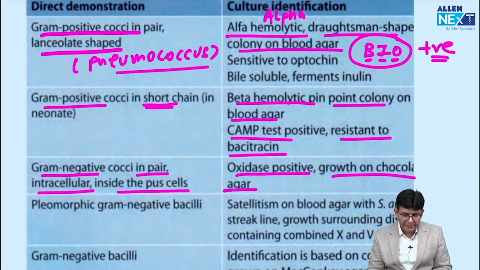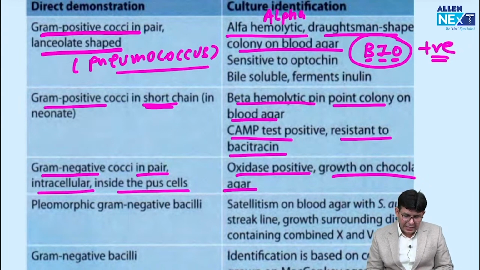Gram-negative cocci in pairs, intracellular, inside the pus cells as well. Oxidase positive, in fact catalase positive also, grows on chocolate agar, also termed modified chocolate agar, Thayer-Martin media. What are we talking about? We are talking about meningococci. Why not gono? Gono is not meningitis.